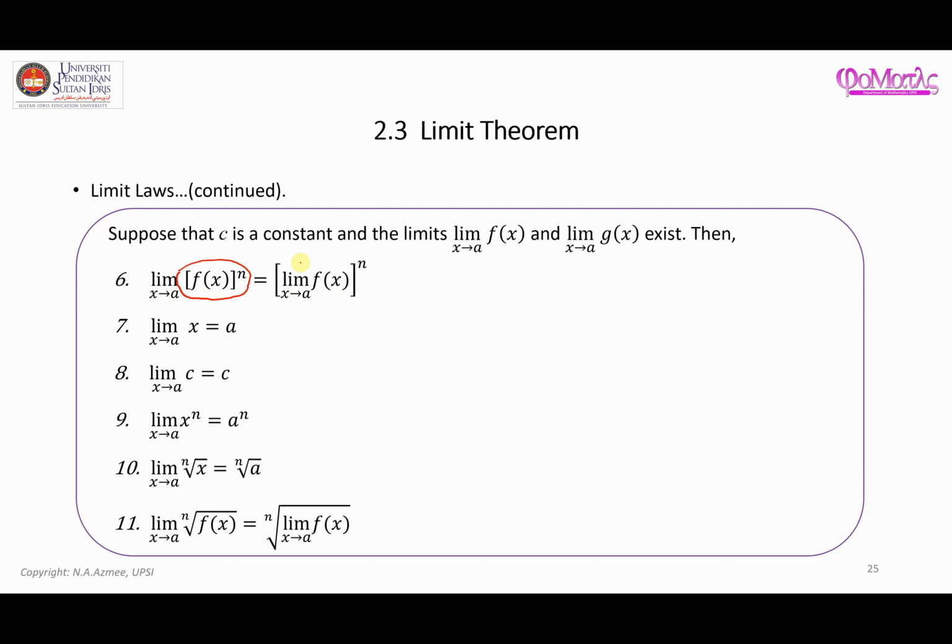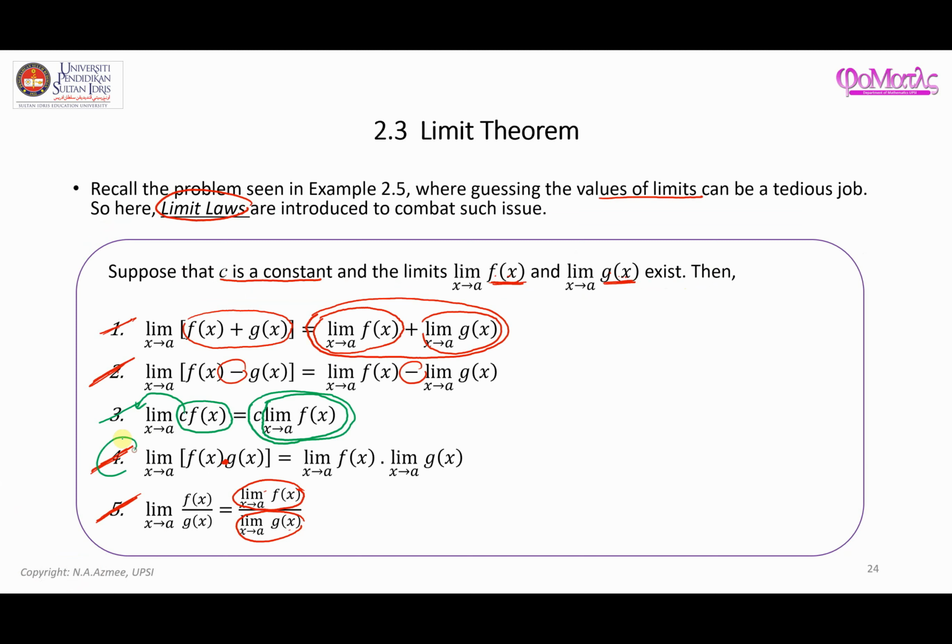What you can do is you can evaluate the function first, and once you get the answer, you will consider multiplying it n times, okay, according to the exponent given here. So where does this rule come from? So this rule comes from the idea of repeating the product rule. So the product rule is given by this one, okay, rule number 4.